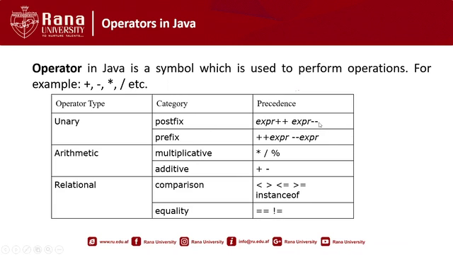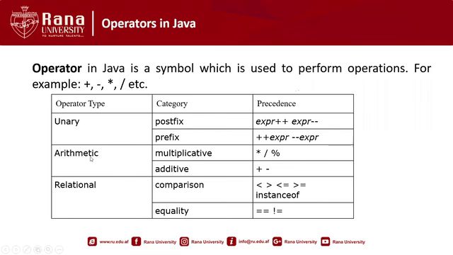Keep in mind, the unary operator is divided into two types: postfix and prefix. Postfix is divided into two types: the first is post increment, the second is post decrement. The second type is prefix. It is also divided into two types, pre-increment and pre-decrement. So these operators are known as unary operators.